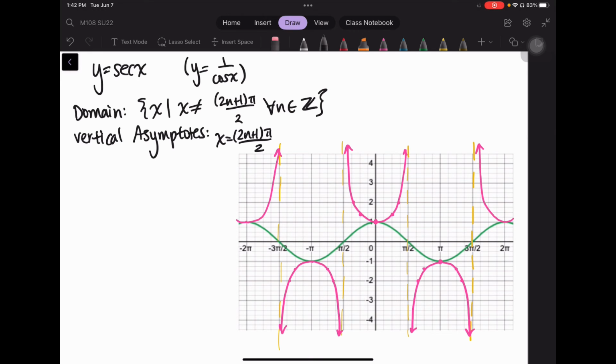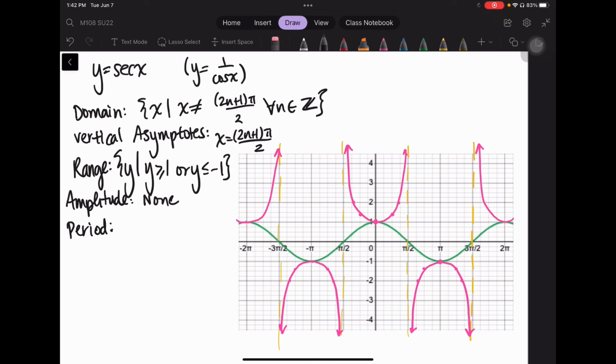What are our key characteristics then? Our range is the same as the range for cosecant. Y has to be greater than or equal to 1 or less than or equal to negative 1. There is no amplitude as the graph increases and decreases without bound. The period for secant and cosecant is the same as sine and cosine, which is 2 pi.